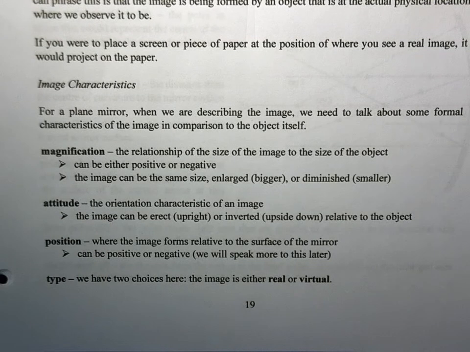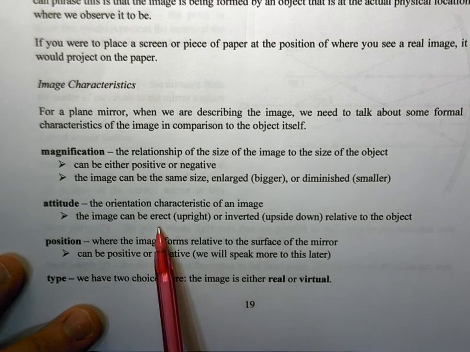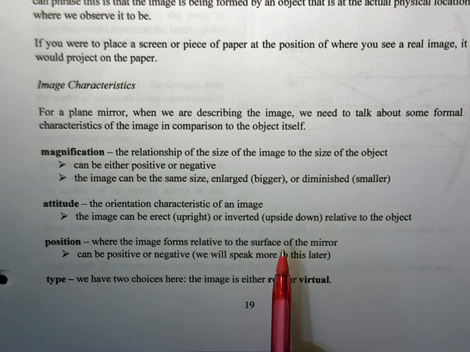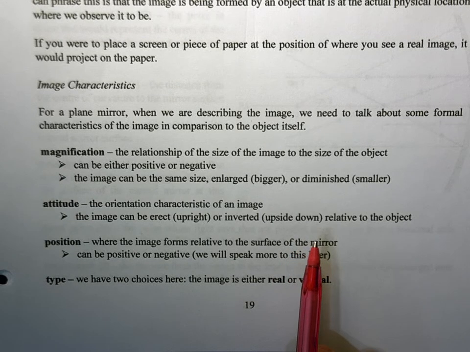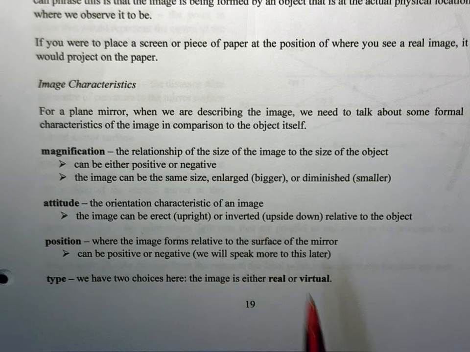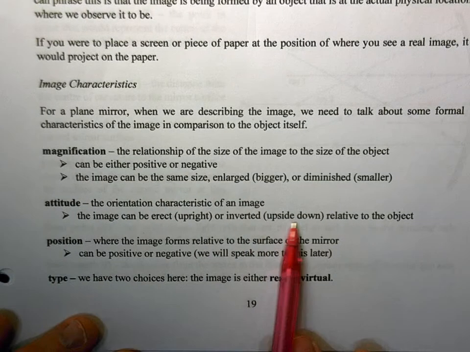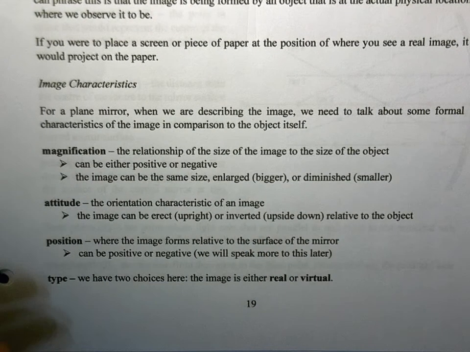Attitude has to do with the orientation characteristics of the image. This basically means what is the orientation of the image relative to the object. If they're both upright, we would say that the image is upright or erect. Whereas if the object is upright and the image is pointing down, then we're going to say that the image is inverted, because they're inverted relative to one another. Or we could say it's upside down.